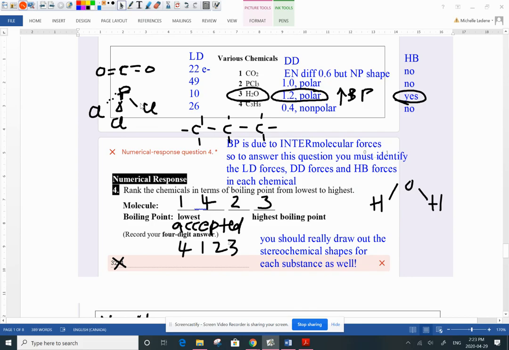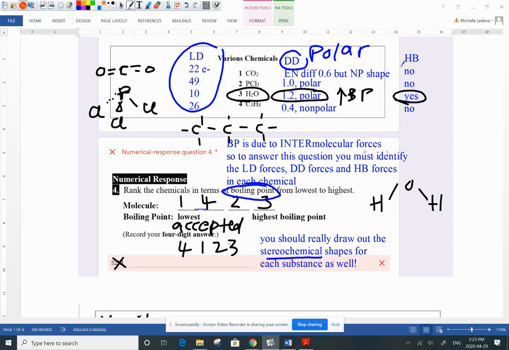Okay, this numerical response, we've got 2 to finish up here. Again, when you are asked about boiling points, when you're asked about intermolecular forces, you must draw out the stereochemical shapes, right? You have to look and decide what are the London forces? What are the dipoles? Is it a polar molecule or not? That's why you have to draw it out to look at the shape. And then does it have a hydrogen bond?